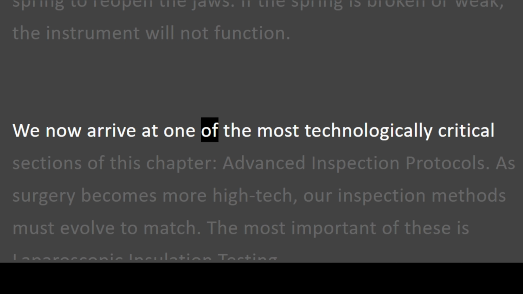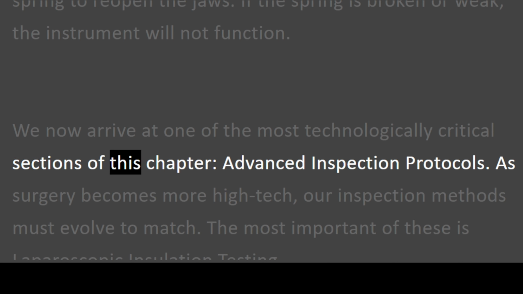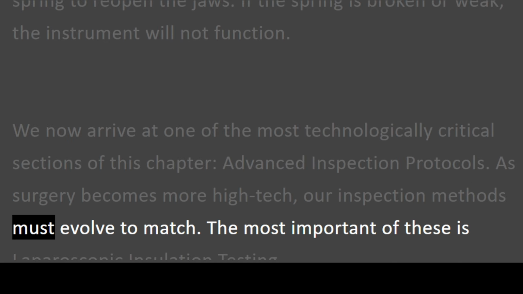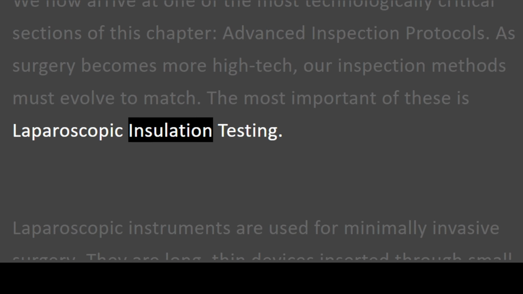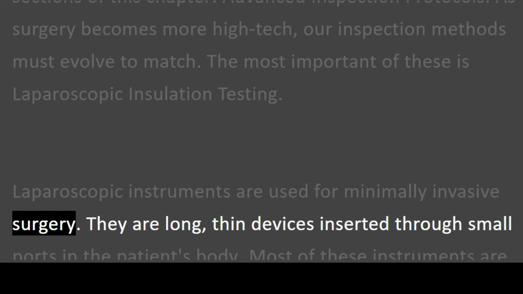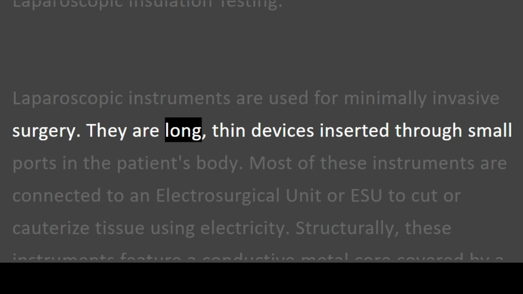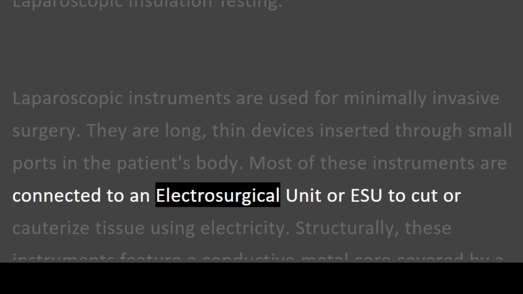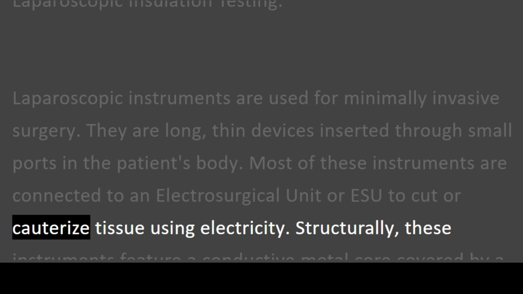We now arrive at one of the most technologically critical sections of this chapter, advanced inspection protocols. As surgery becomes more high-tech, our inspection methods must evolve to match. The most important of these is laparoscopic insulation testing. Laparoscopic instruments are used for minimally invasive surgery. They are long, thin devices inserted through small ports in the patient's body. Most of these instruments are connected to an electrosurgical unit or ESU to cut or cauterize tissue using electricity.